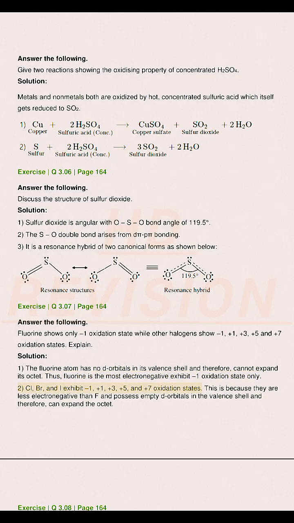2. Cl, Br, and I exhibit -1, +1, +3, +5, and +7 oxidation states. This is because they are less electronegative than F and possess empty d orbitals in the valence shell and therefore can expand the octet.